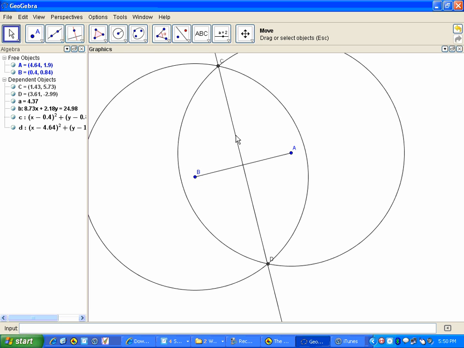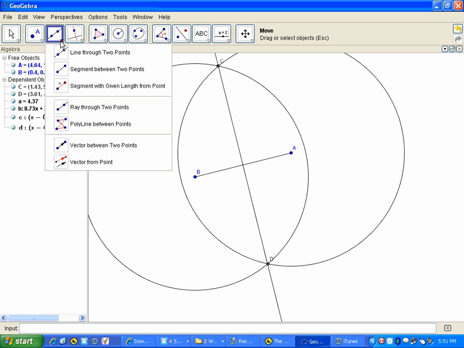What's true about points that are on my perpendicular bisector? Well, if you look at how I made this point, okay, this is one point that's on my perpendicular bisector. It's sitting on these two circles that I made, and these circles have the same radius. So point C is equidistant from A and B.